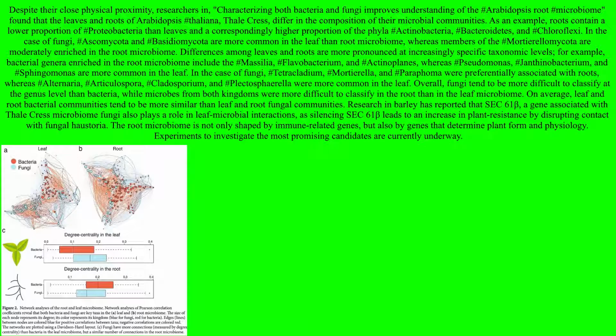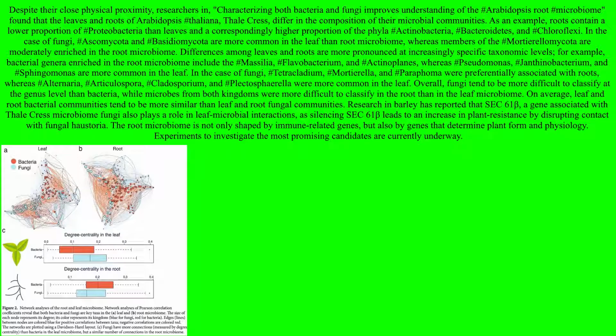In the case of fungi, Ascomycota and Basidiomycota are more common in the leaf than root microbiome, whereas members of... and here I hashtagged Ascomycota and Basidiomycota, but here I also hashtagged, I don't even know this one, usually I'm not stumped, Mortierellomycota, possibly, are moderately enriched in the root microbiome. Differences among leaves and roots are more pronounced at increasingly specific taxonomic levels.